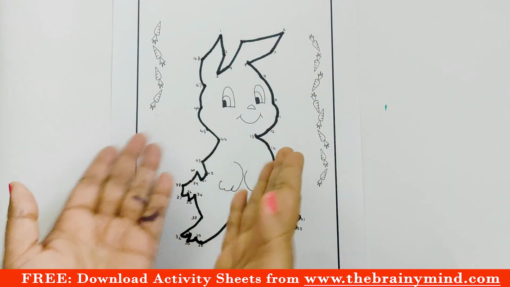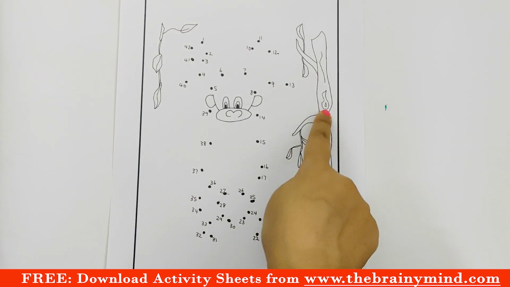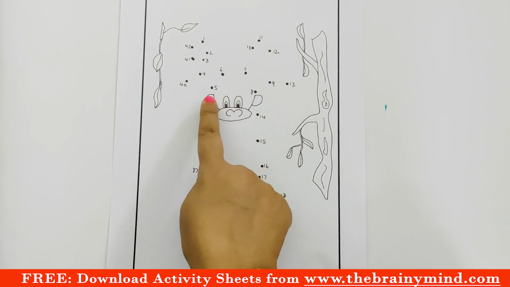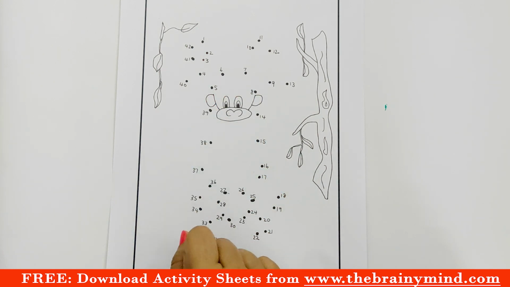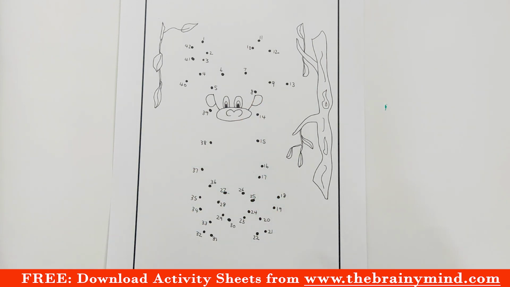Wow, it's a rabbit. Here I can see 1 tree, some leaves, 2 eyes, 1 nose, mouth and 2 ears. So, which animal it could be? Okay, let's connect the dots.